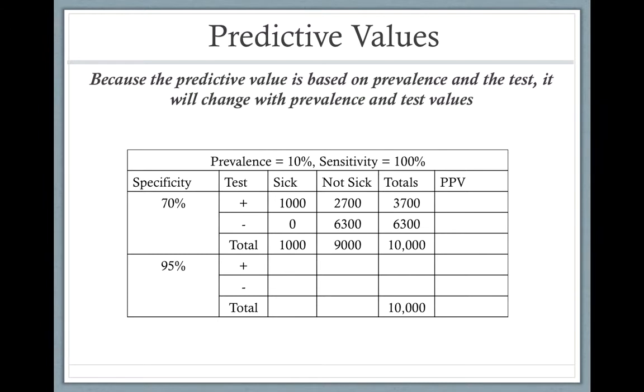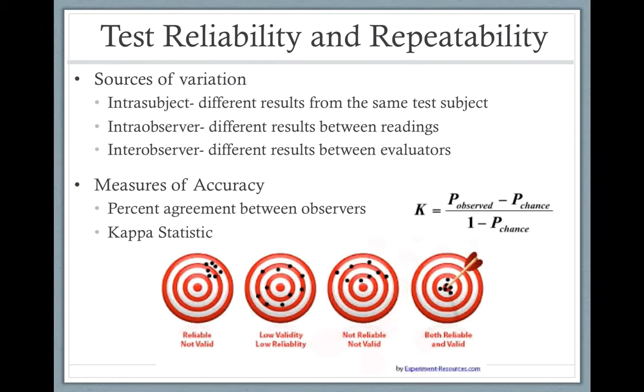So go ahead and fill in the rest of that table and just play with the numbers to think about what determines positive and negative predictive values, and what impacts changing the sensitivity and specificity, even prevalence, will have on those different values.